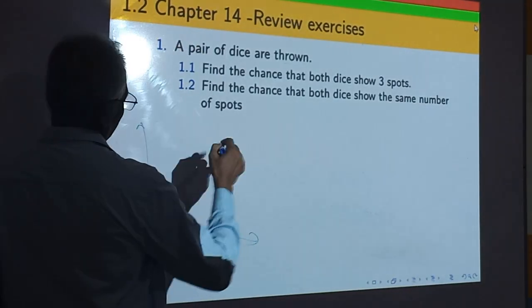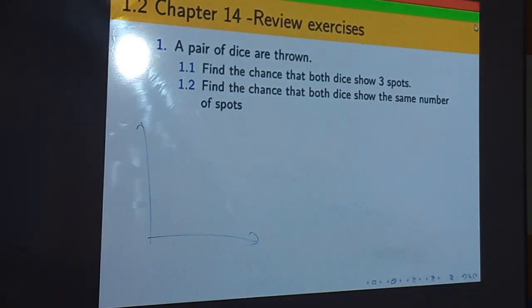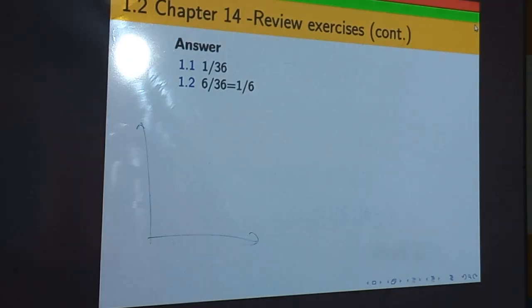The first dice and second dice, how many possibilities? 36, right? So that's a very simple question. Both having 3 means 1 out of 36. So like that you can find out. Or you can use the probability rules also. In that case, the numbers are independent, we just multiply the probabilities.